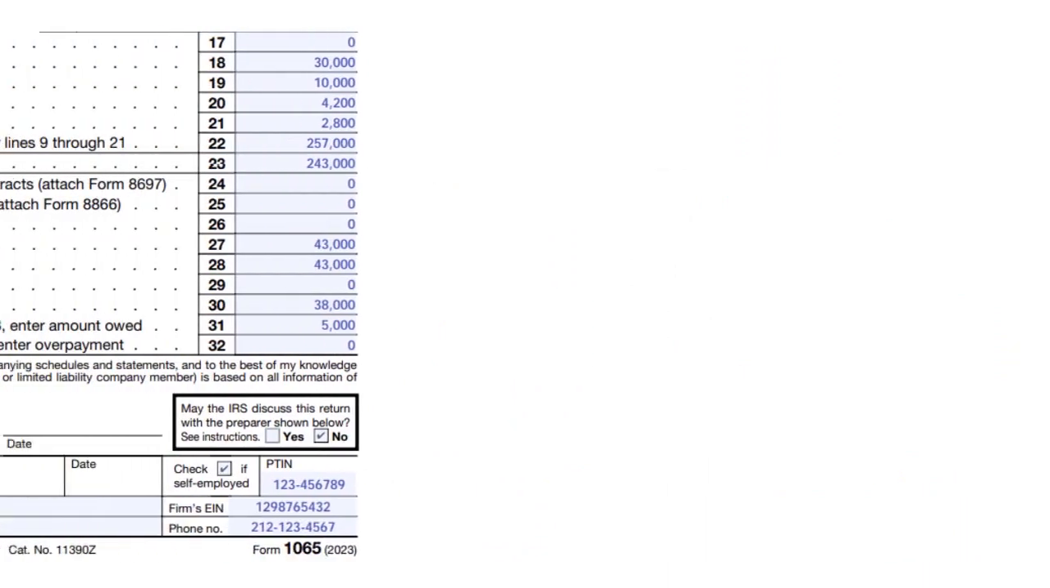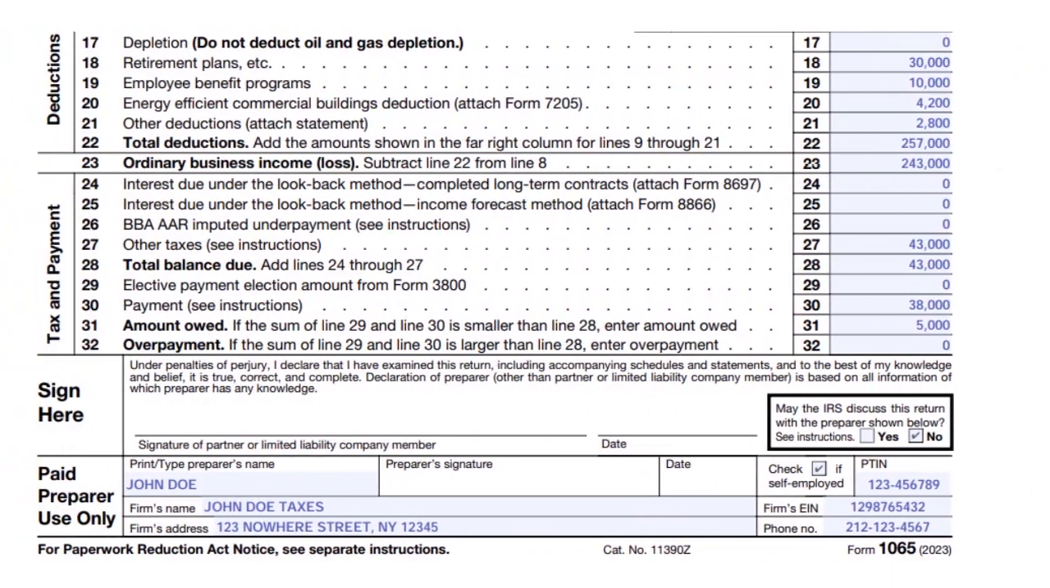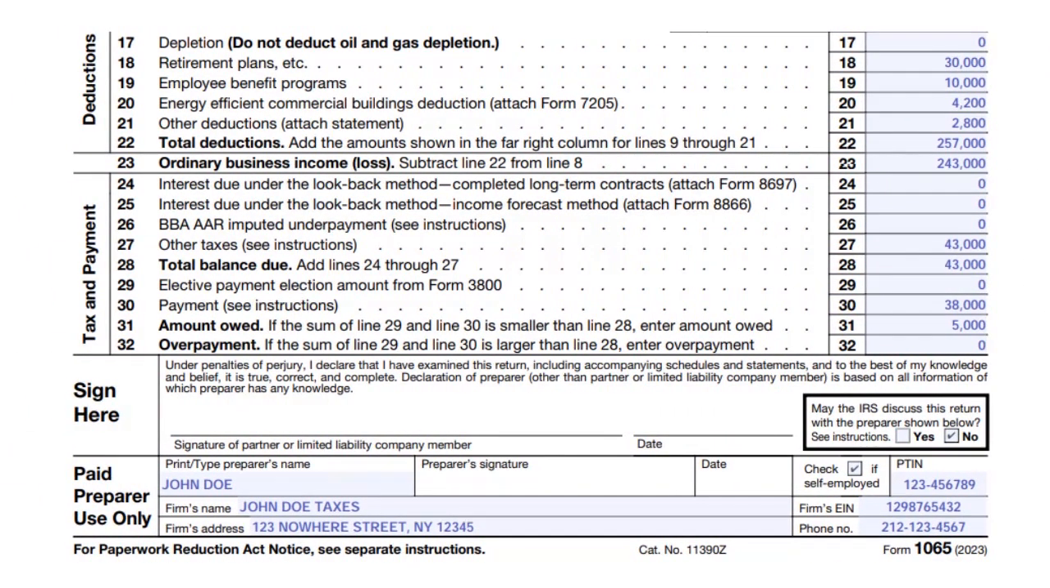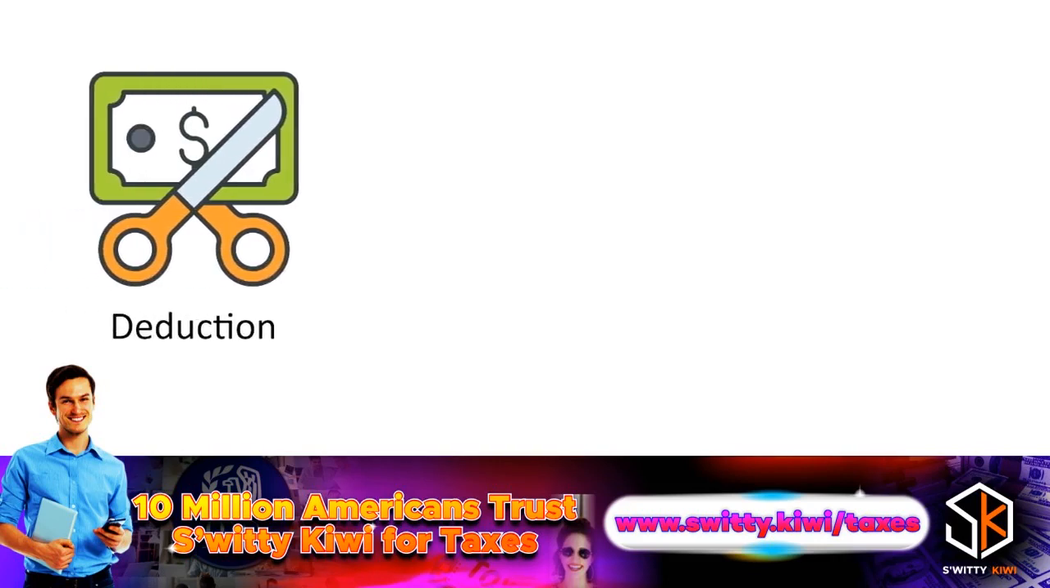So deductions. We have line 17, depletion. There's nothing. Retirement plans, you put the amount that really corresponds. Employee benefits, energy efficient commercial buildings deduction. If this applies to you, don't forget to attach Form 7205. It's a straightforward form, nothing really complicated here. And if there are other deductions, you have to put them as well. But you have to contextualize those deductions.